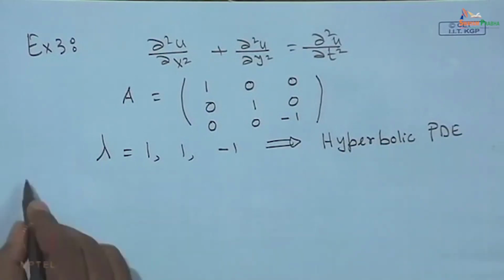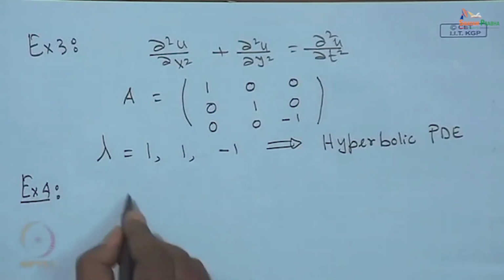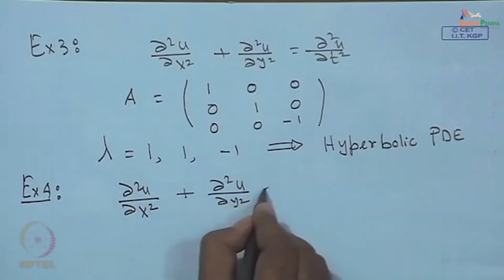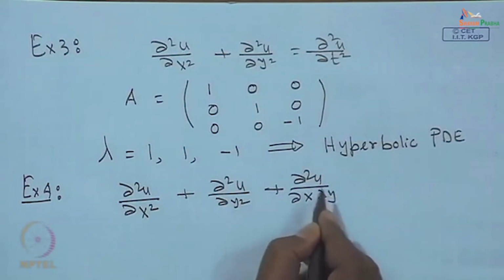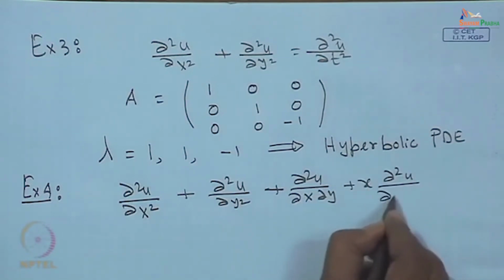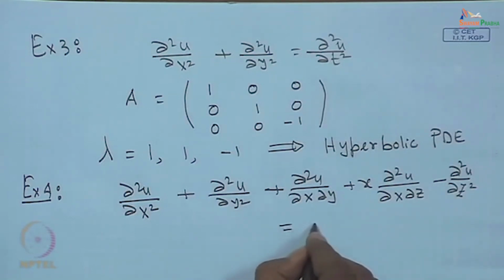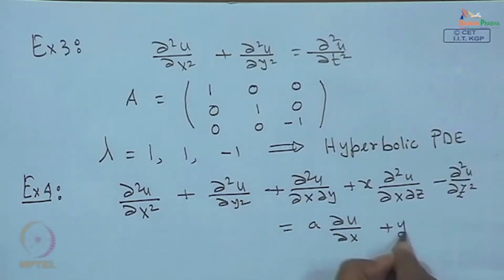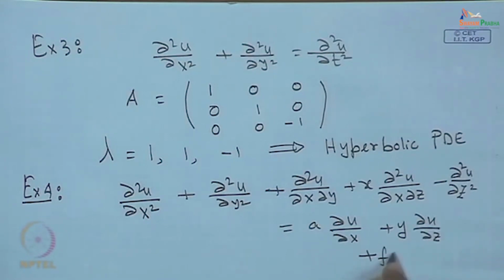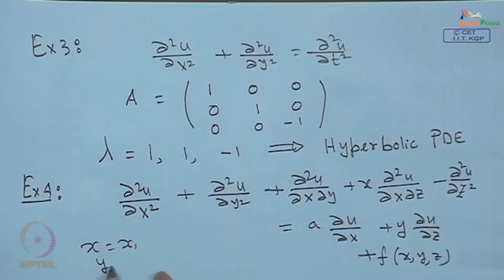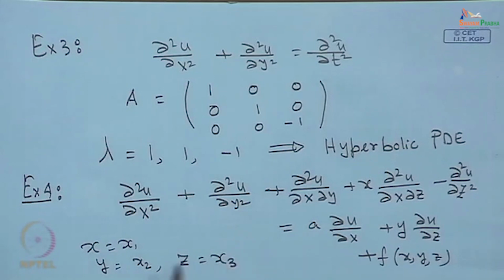Okay. Now, let us look into the next example, example 4. Just consider this equation: del square u del x square plus del square u del y square plus del square u del x del y plus x del square u del x del z minus del square u del z square is equal to a del u del x plus y del u del z plus some function of x, y, z. Now, let us identify x as x 1, y as x 2 and z as x 3, and recast this equation in the form of second order derivatives on one side and the other derivatives on the other side.